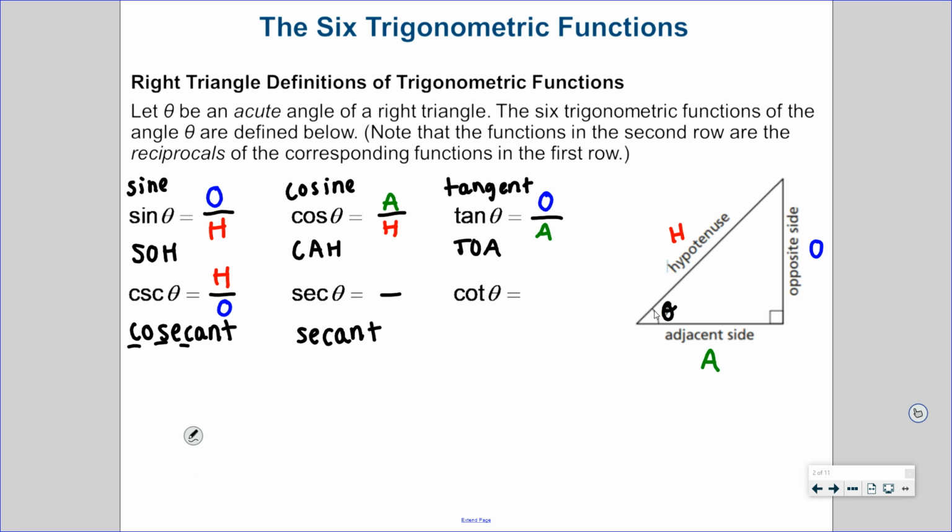Which, obviously you can see my pattern here. This one's the reciprocal of cosine. So this one's a ratio of the hypotenuse to the adjacent side.